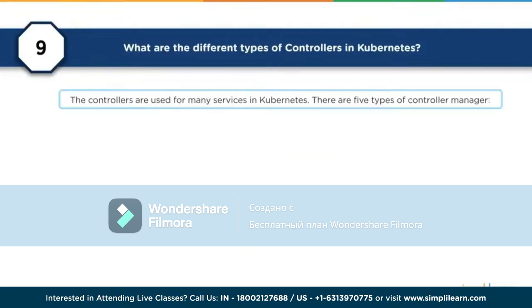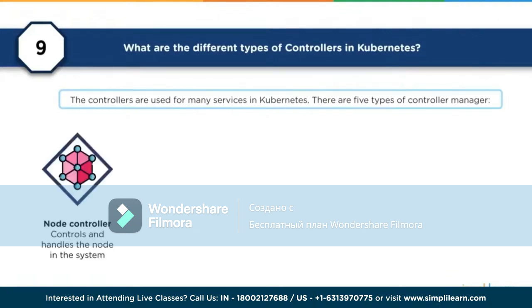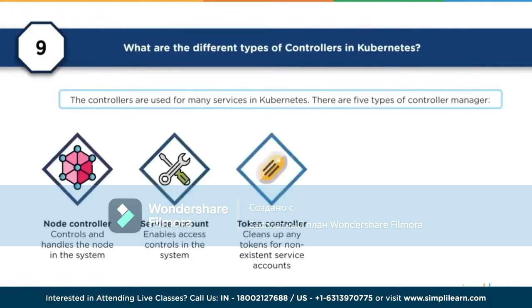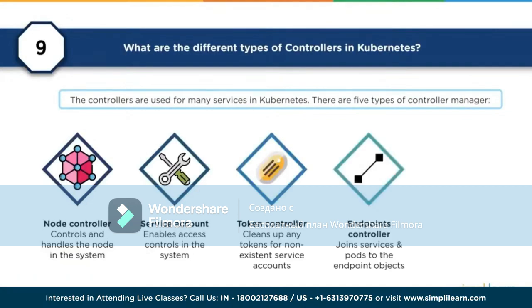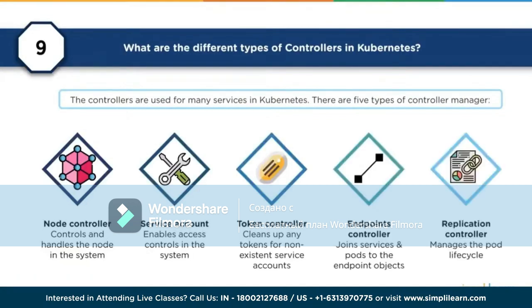So let's talk a little bit about what are the different types of controllers in Kubernetes. And there are 5 types of control manager. You have the node controller, the service account, the token controller, the endpoint controller, and the replication controller. And so the node controller controls and handles the node in the system. The service account enables access controls in the system. The token controller cleans up any tokens for non-existent service accounts. The endpoint controller joins services and pods to the endpoint objects. And the replication controller manages the pod lifecycle.